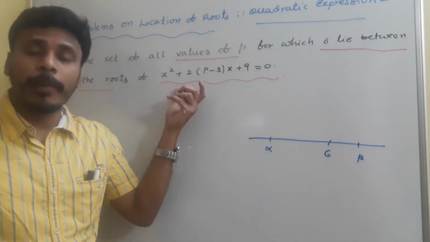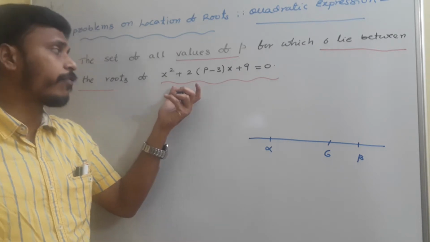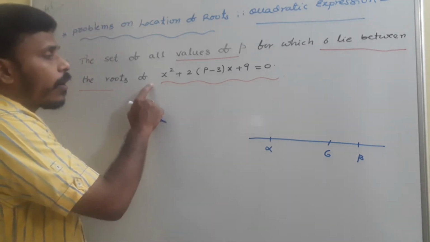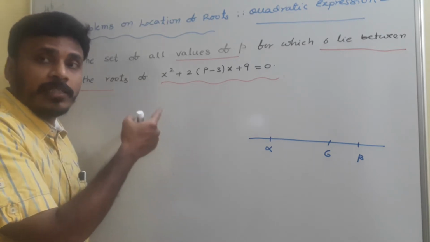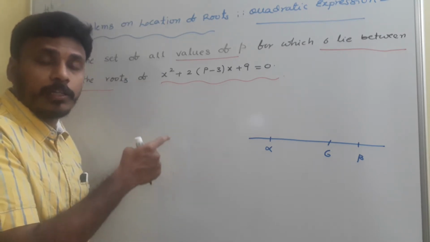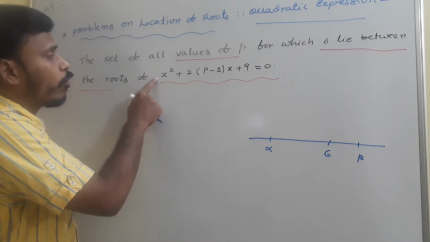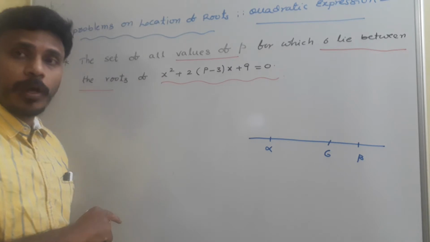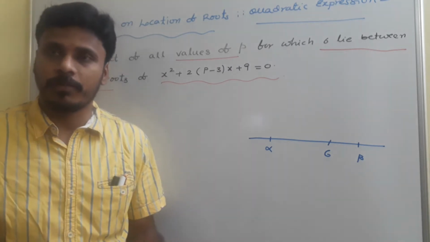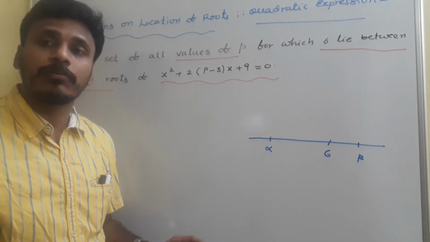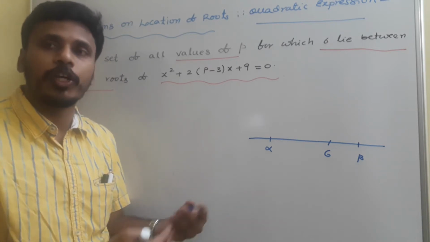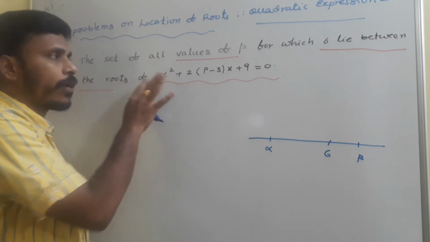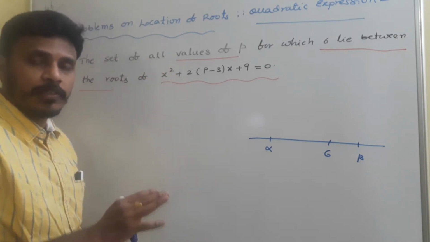Now I need to sketch the rough graph for this quadratic expression. What is the shape of the rough sketch? Either it is an upward parabola or a downward parabola. Look at the coefficient of x square, which is 1. Since the coefficient of x square is 1, for sure the graph is an upward parabola, so there is no need to discuss the downward parabola case here.